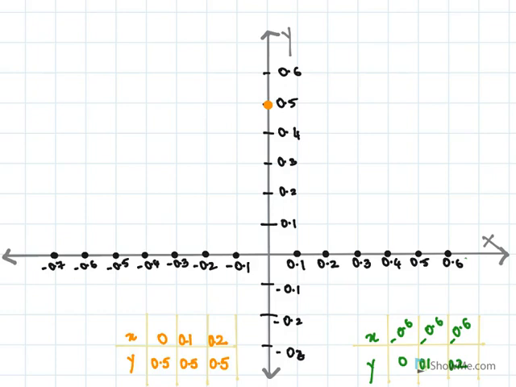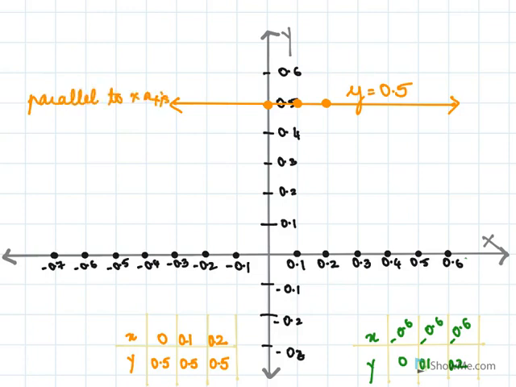So next one is 0.1 and 0.5, so that point would be here. Then 0.2 and 0.5, the point would be here. It's a straight line parallel to the x-axis. So we join this up. This is our graph, y equal to 0.5. And observe it is parallel to the x-axis.